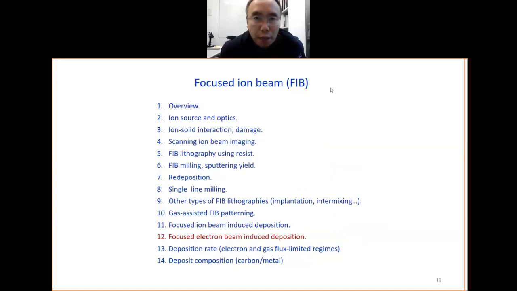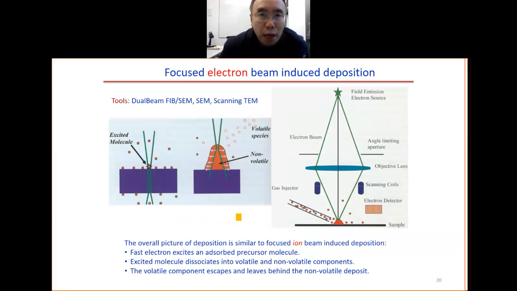Okay, so last time we talked about ion beam induced separation. So now we talk about electron beam induced separation. The idea is similar to the ion beam induced separation.